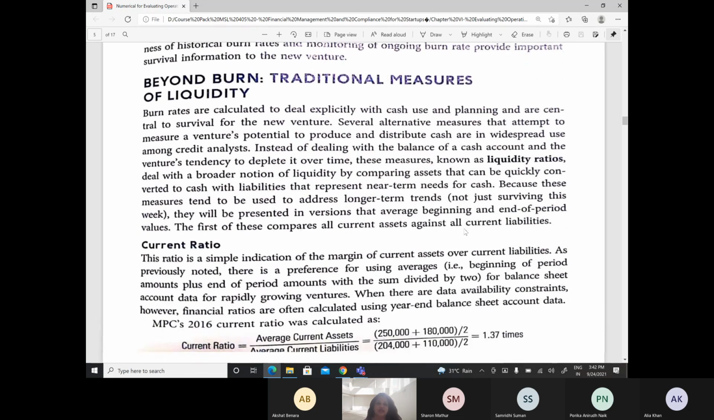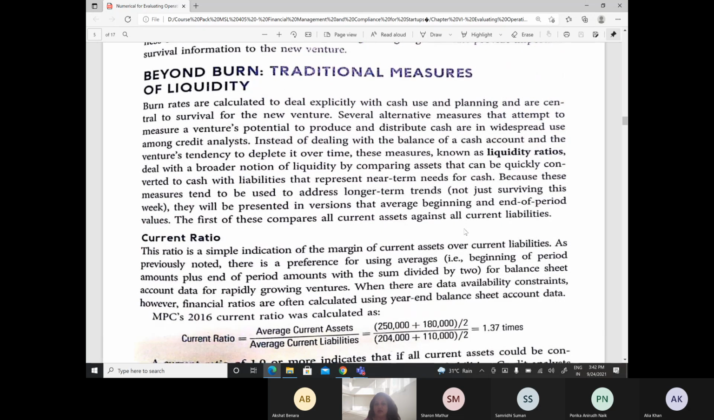Okay. So then we have beyond burn, which are the traditional measures of liquidity. I am pretty sure that none of you have done any foundational courses in finance, so you may not know the other ratios, and that is why I've shared the MSL 302 material on ratios with you, so that you can go through it in detail. But here we'll be doing only those ratios which are applicable or relevant to a startup.